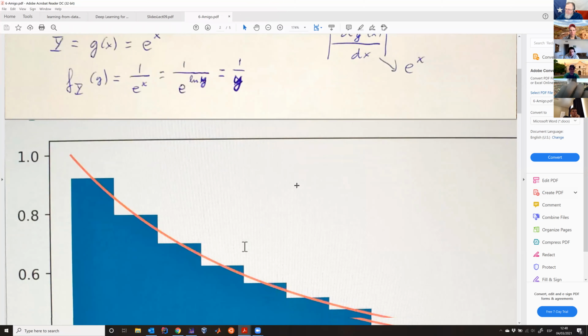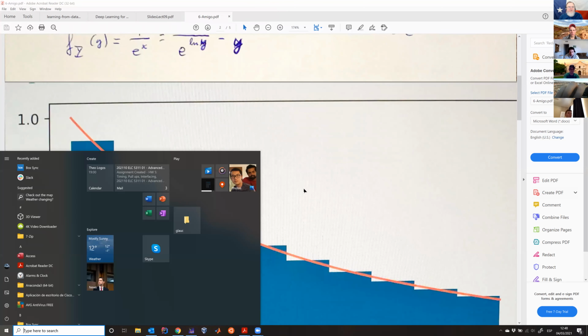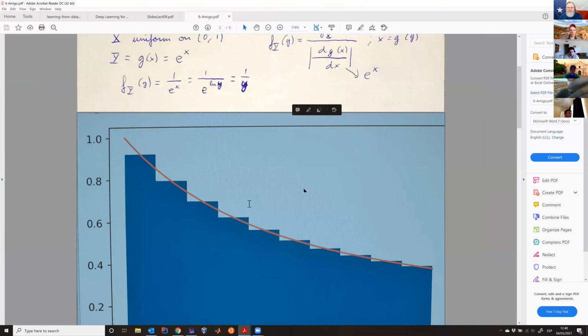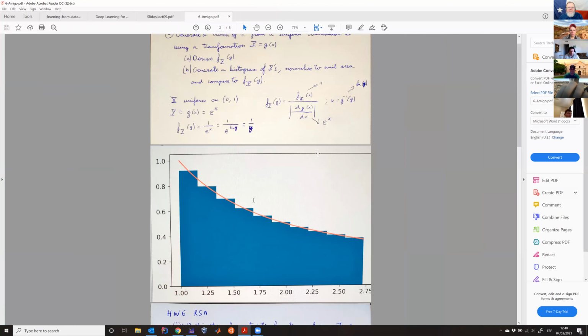I think this is the same thing as. Okay, make your screen just a little bit smaller so we can see it. Yeah, I'm trying. Okay. So I got e to the x as the transformation, and this is the f sub y is 1 over y, and I plot it in orange here. And then I use a lot of points, like 10 million, so it's very exact. It goes through the middle.